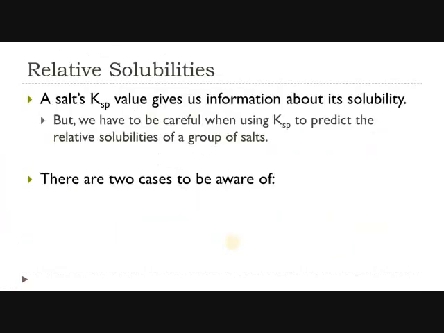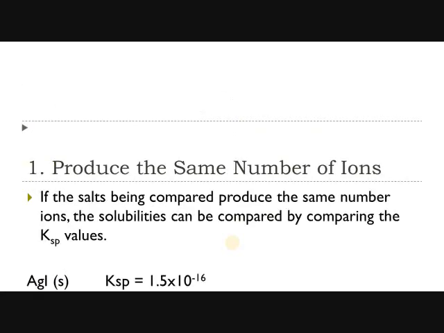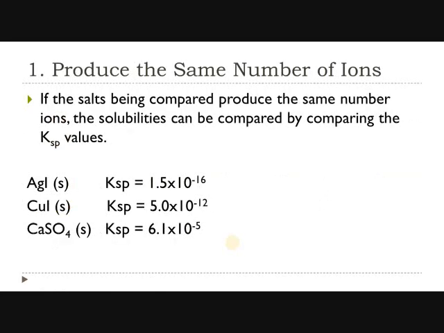So a salt's KSP value gives us information about its solubility, but we have to be very careful when using the KSP to predict relative solubilities for groups of salts. There's two cases to be aware of. The first case is when the same number of ions are produced by all of the compounds involved.